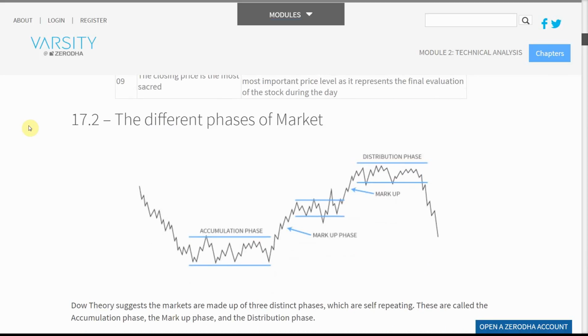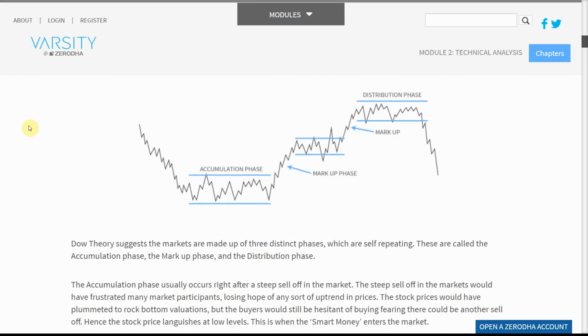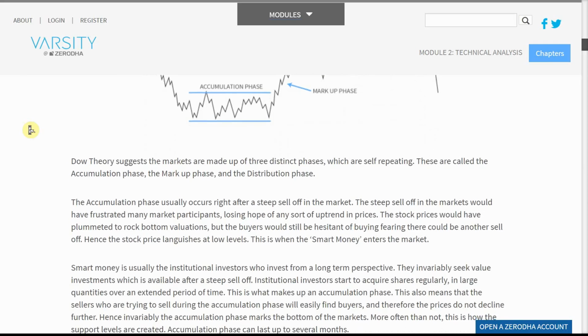17.2. The different phases of market. Dow theory suggests the markets are made up of three distinct phases, which are self-repeating. These are called the accumulation phase, the markup phase, and the distribution phase.